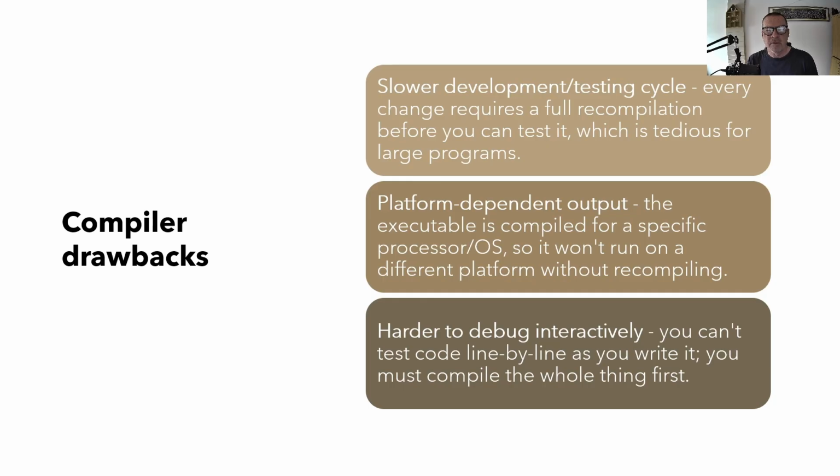The output, obviously, from a compiler is platform dependent. So the executable was compiled for a specific processor or operating system, and it wouldn't run on a different platform without recompiling. Compiled code is harder to debug interactively. You can't do it line by line. You've just got to do the whole thing.